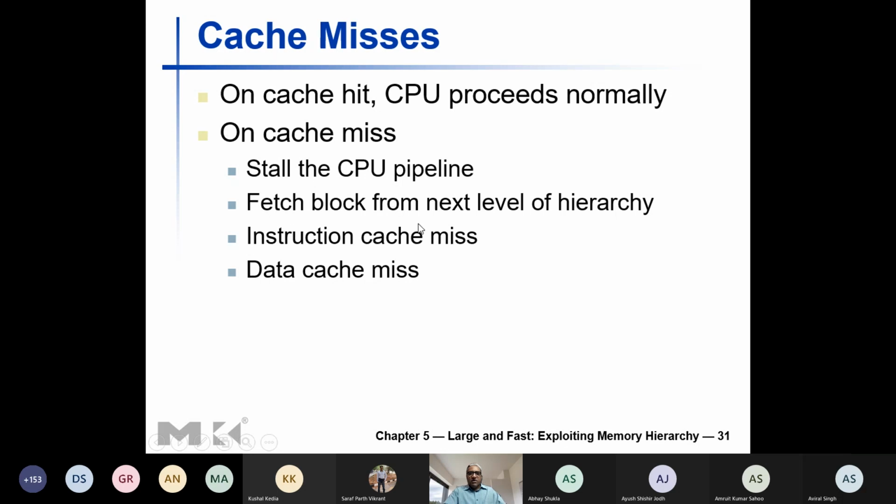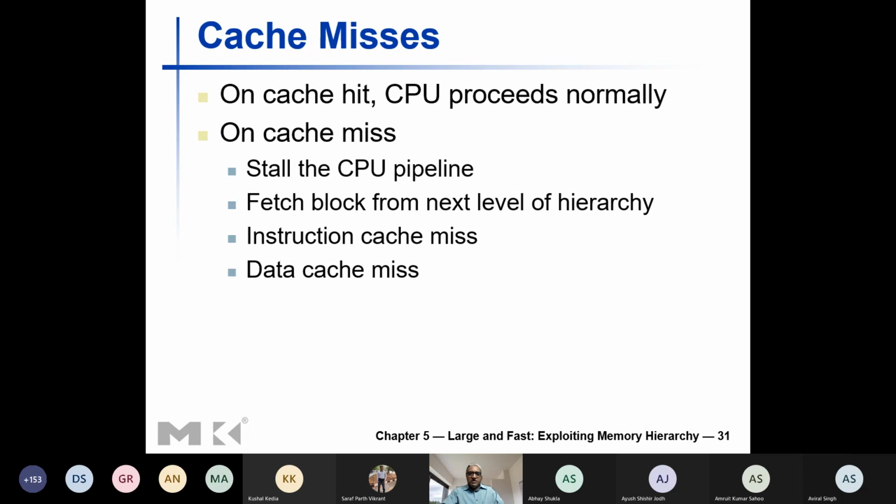That means we have to fetch the block from the next level of hierarchy. Here, for cache, the next level of hierarchy is main memory, dynamic DRAM. And the misses may happen, as I mentioned, either as instruction cache misses or data cache misses. Instruction cache miss means when you want to fetch a new instruction, if that instruction is not available at that address, that is known as an instruction cache miss.